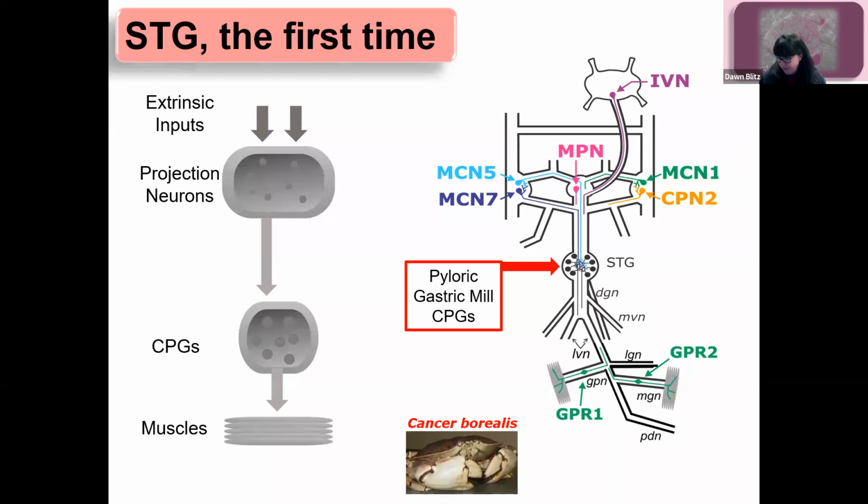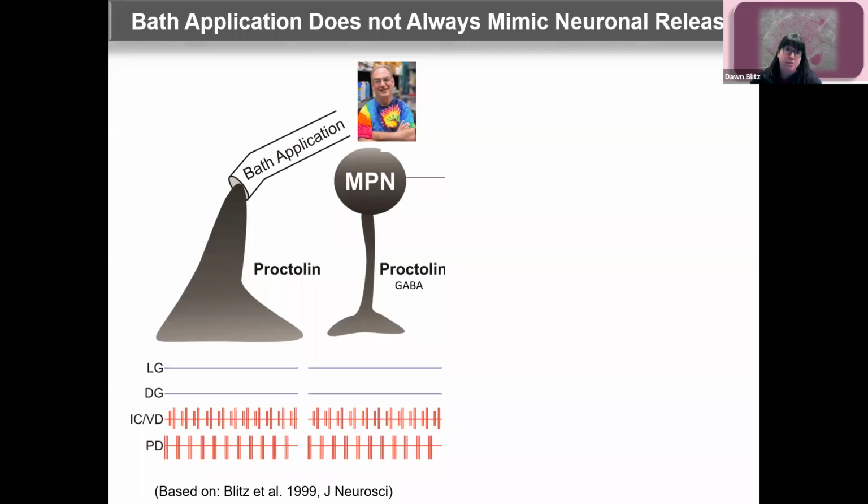crab shown there. And the first time I joined Mikey's lab, they were in the process of asking whether bath application mimics neuronal release. And some of this is a little bit of a summary from Mikey's talk, but it was a year ago. So just bear with me. Hopefully it's not too redundant. So of course, Mikey, when he was a postdoc with Eve, showed that the modulatory proctolin neuron, MPN, releases proctolin, excites the pyloric circuit, illustrated with these schematic sticks down here. And the effects on the pyloric circuit are really similar to those of bath applying proctolin. So the initial answer was, yeah, bath application can be quite similar to neuronally released modulator.